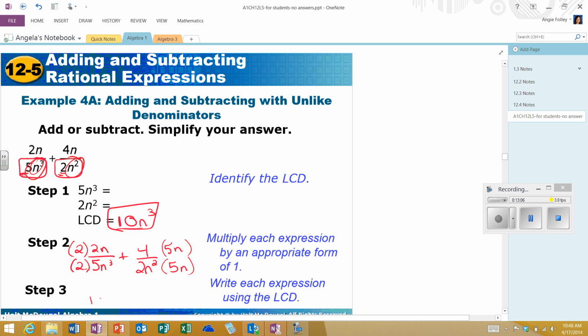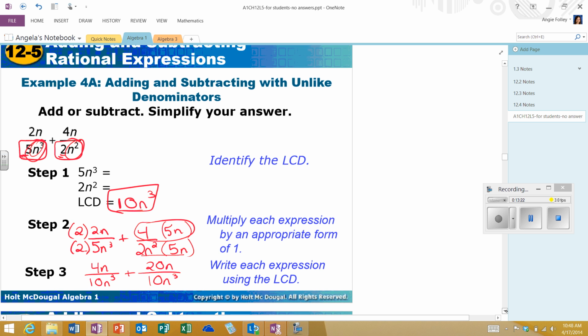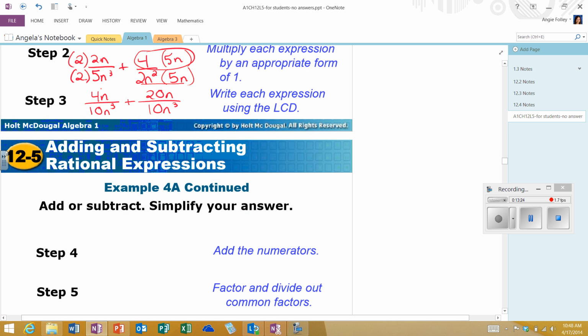So now I'm going to get 10n cubed on the bottom here. 2 times 2n becomes 4n, plus these become 10n cubed, that's good, and 4 times 5n becomes 20n. Good, now I've got a common denominator. I can actually combine the 4n and the 20n. Did I mess something up? Yeah, this had an n up here when I rewrote it, so this should be squared. So now I combine the 4n and the 20n squared, so I get 4n plus 20n squared all over my common denominator of 10n cubed.